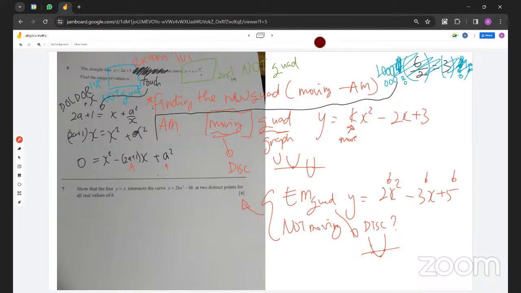Okay, I'm going to stop my screen sharing and we'll go back to holiday tuition. You're going to go to your Desmos and then you're going to type this new quadratic in Desmos. Okay?